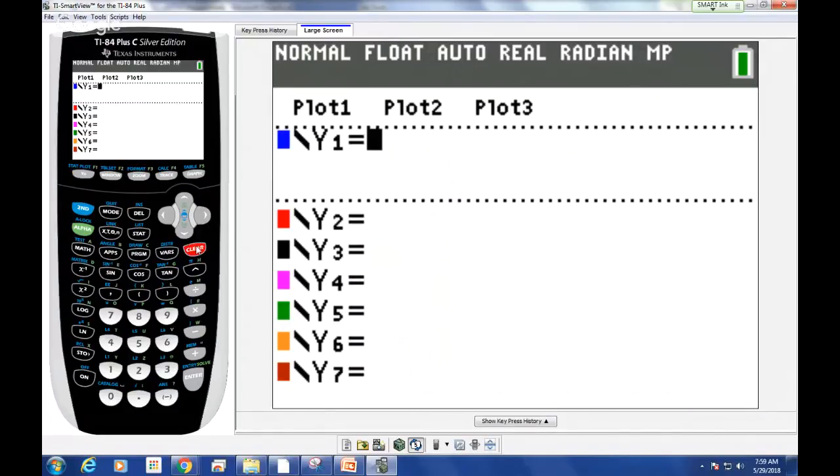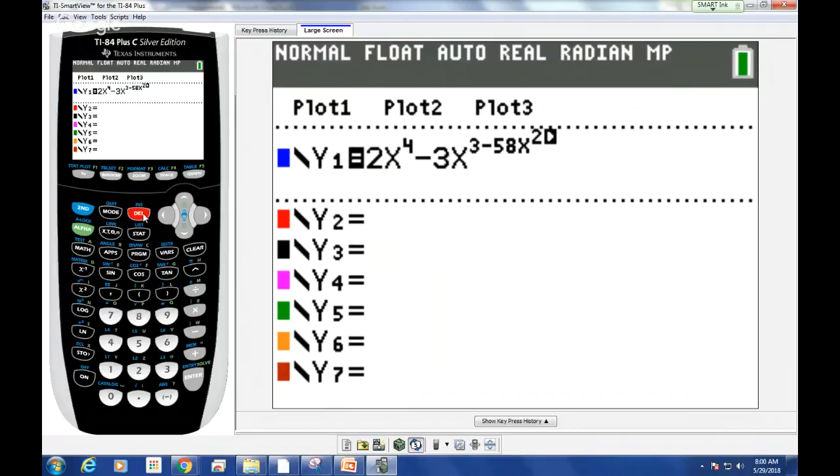And I'm going to go ahead and type in, and I would do this if I were you, just so you make sure you know how to do this: 2x to the 4, minus 3x to the third. Oh, don't do that. See what I'm doing there? I made it all in the power. So you've got to delete that out and get out of the power. Minus 3x to the third, minus 58x squared.